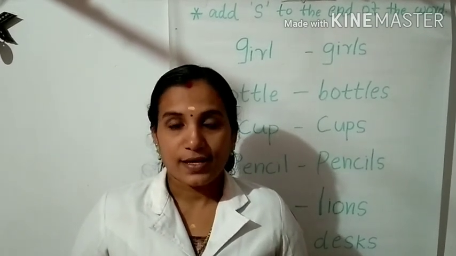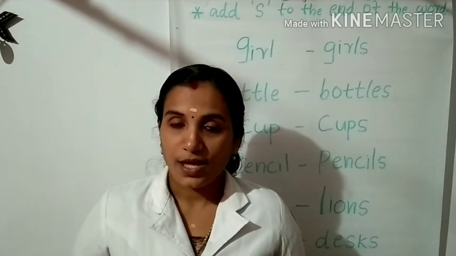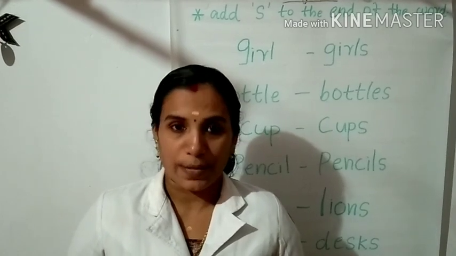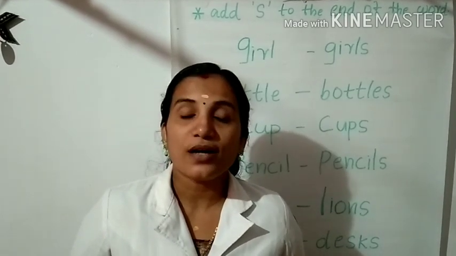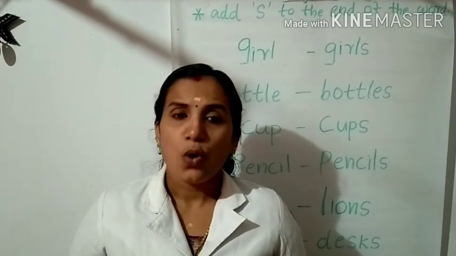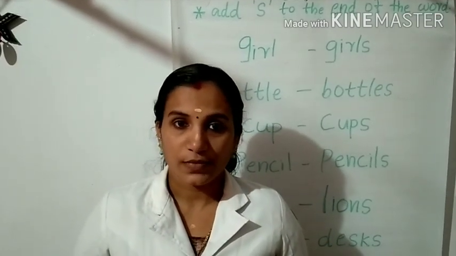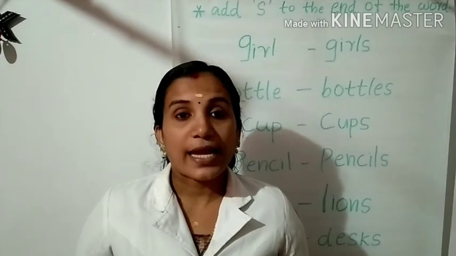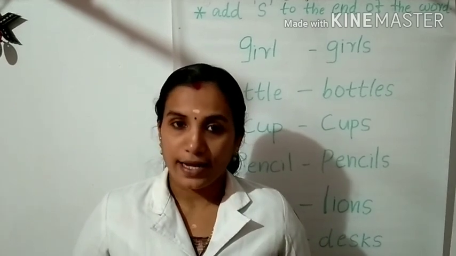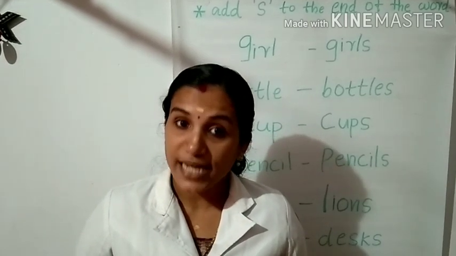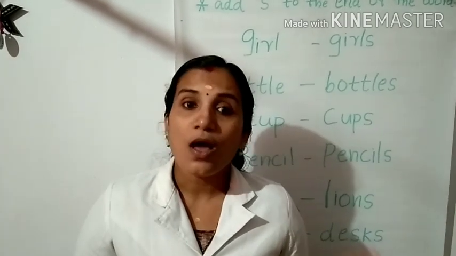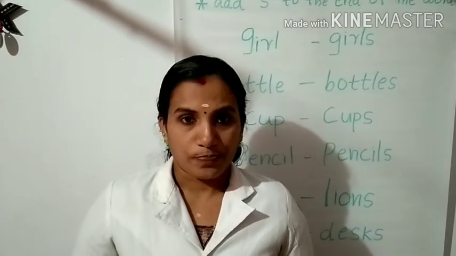Today let us discuss another classification of noun. According to the number, nouns are classified into 2 types: singular and plural. What is singular and plural? Singular nouns name one person, place, thing or idea. Singular nouns name one person, one place, one animal, one thing, one idea.